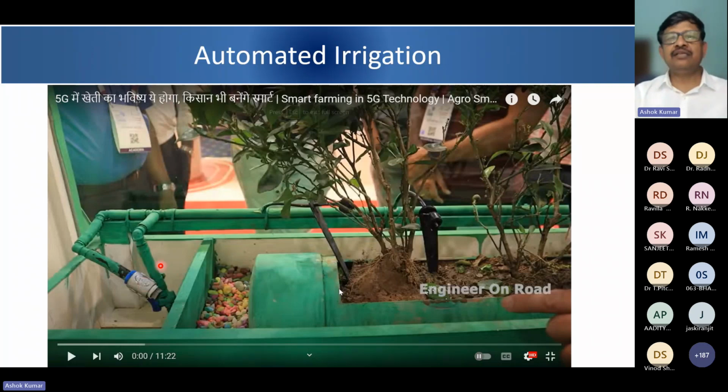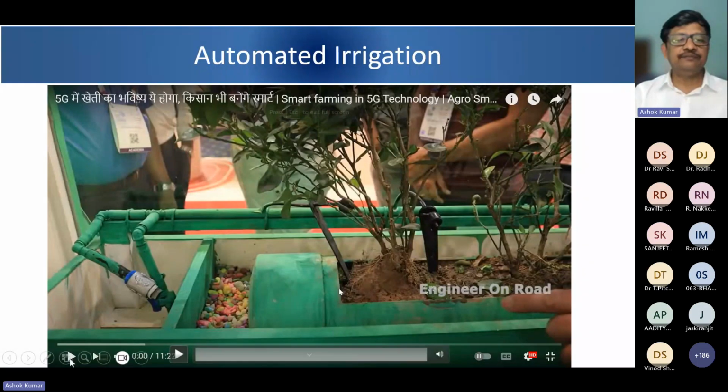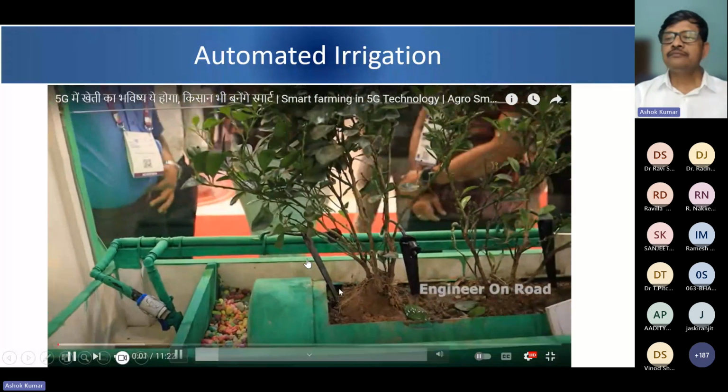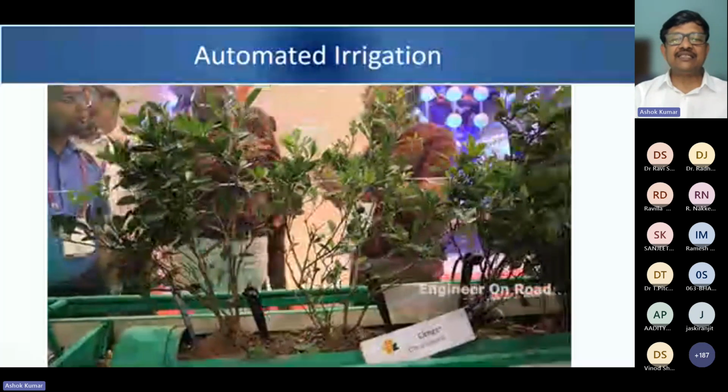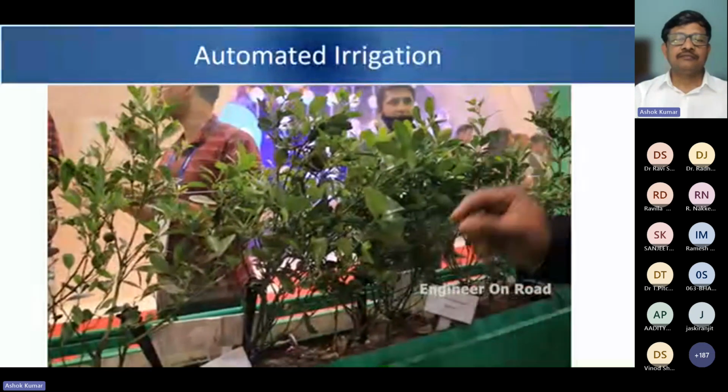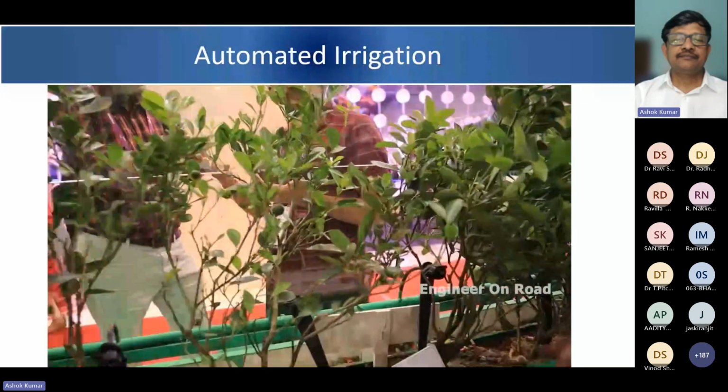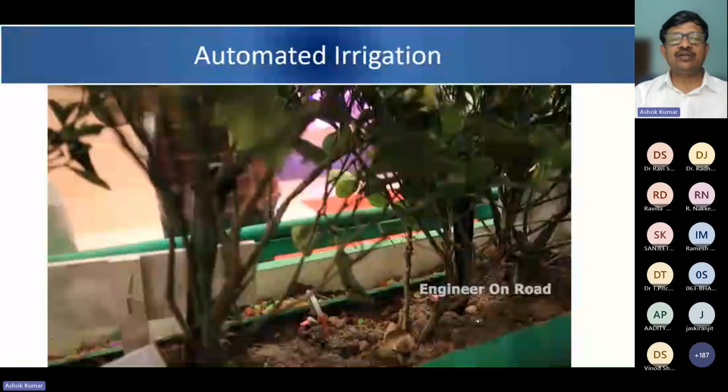Let me enable the sound and then I'll show this. Please give me a moment. Yeah, so just look at this particular small video. Basically some sensors they have installed, right? And these sensors will connect to the network.